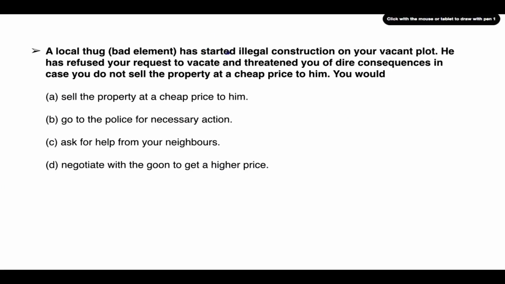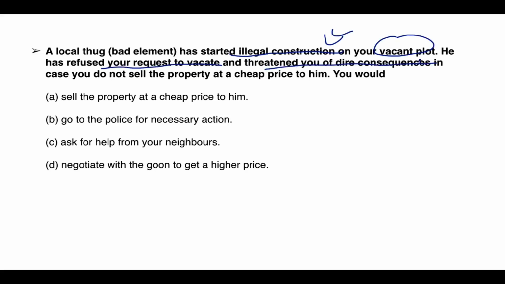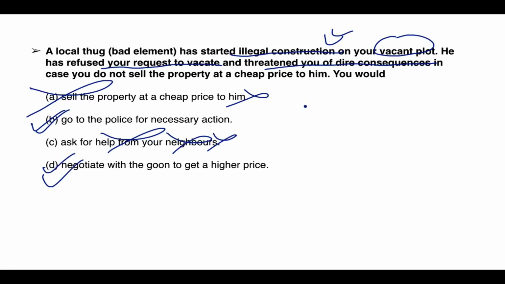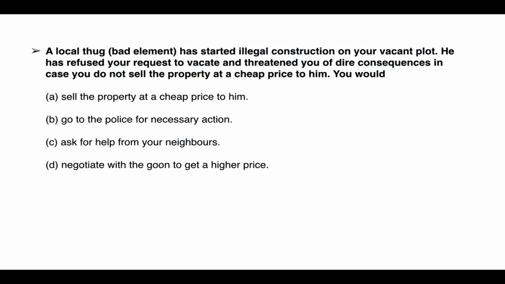A local thug has started illegal construction on your vacant plot. Okay, he has refused your request to vacate and threatened you of dire consequences. You cannot sell the property to him at cheap prices. It is wrong. This is cowardice. You can go to police for necessary action. No problem. You can ask help from your neighbors. No, neighbors is not police. And you can negotiate with the goon to get higher prices. Slightly less good answer, but A or D both can be the answers.